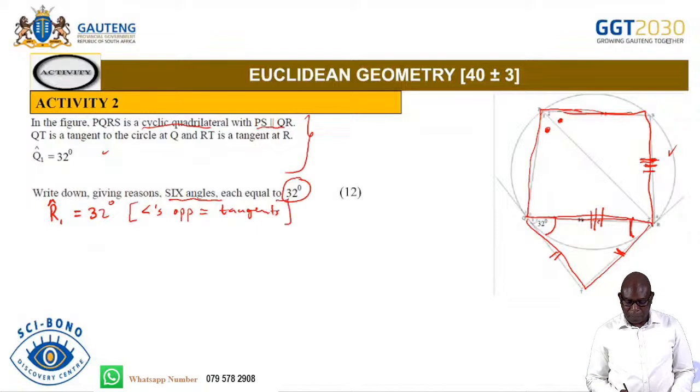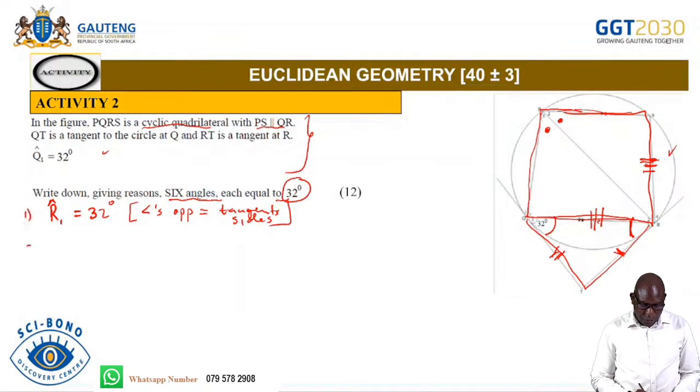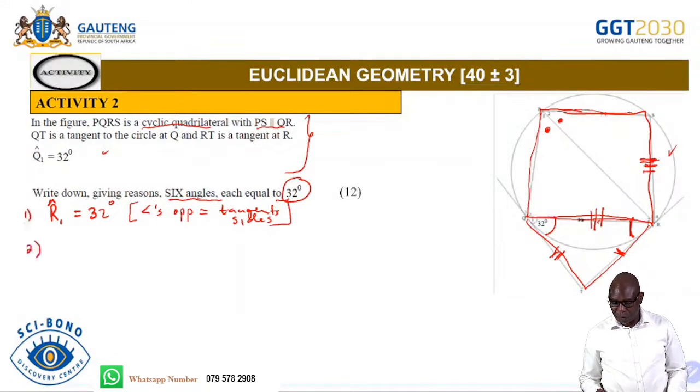But because I'm talking about tangents here, obviously I can just say sides also, because I already know that this side and that side are equal. That is the first one. So the second one, let's check the second one. So this is 32.